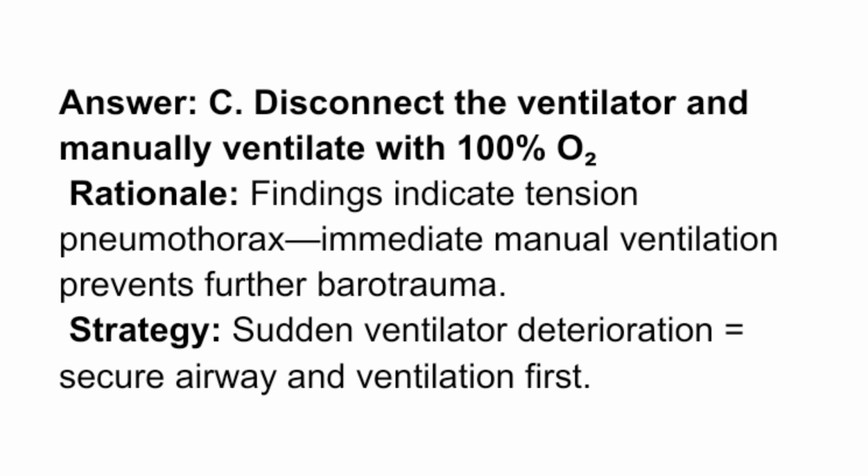Answer: C. Disconnect the ventilator and manually ventilate with 100% oxygen. Rationale: findings indicate tension pneumothorax. Immediate manual ventilation prevents further barotrauma. Strategy: sudden ventilator deterioration equals secure airway and ventilation first.